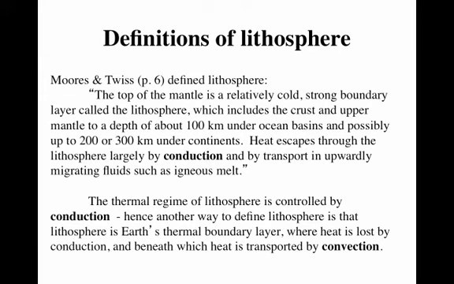Heat escapes through the lithosphere largely by conduction and by transport in upwardly migrating fluids such as igneous melt. The thermal regime of the lithosphere is controlled by conduction. So that's another way to define the lithosphere: it is Earth's thermal boundary layer where heat is lost by conduction. And beneath that, heat is transported largely by convection.